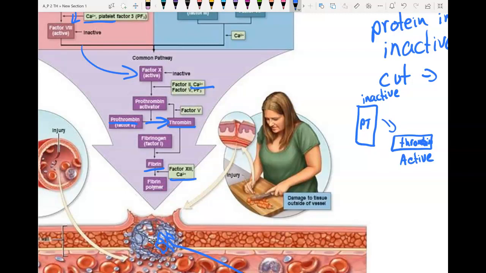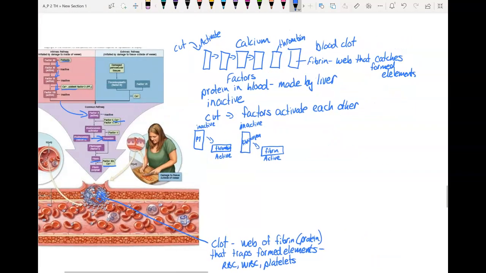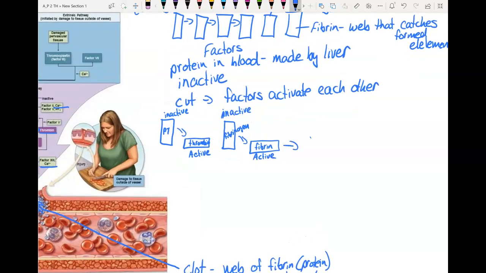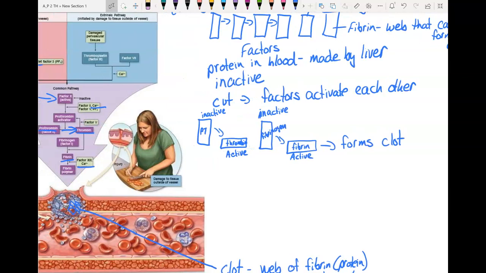So you go through your factors. Factor 10 activates prothrombin activator, which turns prothrombin into thrombin. Thrombin then turns fibrinogen into fibrin. Fibrin forms a web, catches the formed elements, and you get a clot. So that's that whole chain reaction to make a clot. And remember that you need calcium in the blood in order for this chain of dominoes to work.